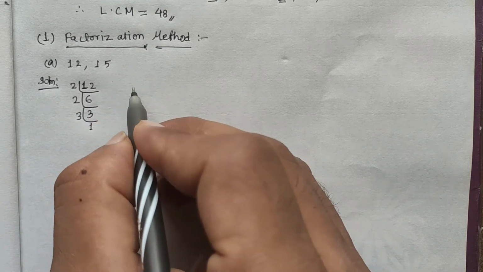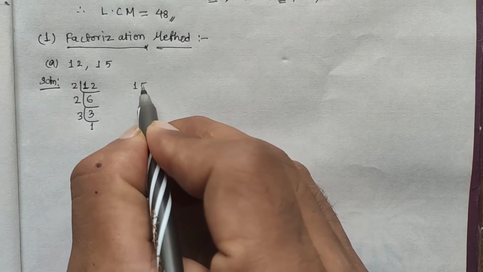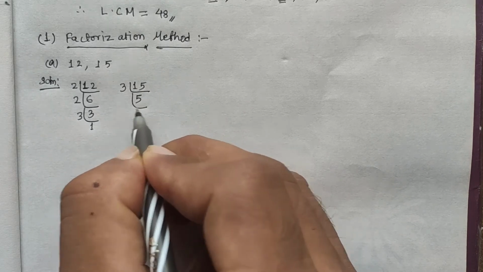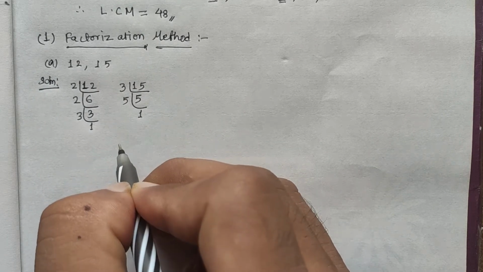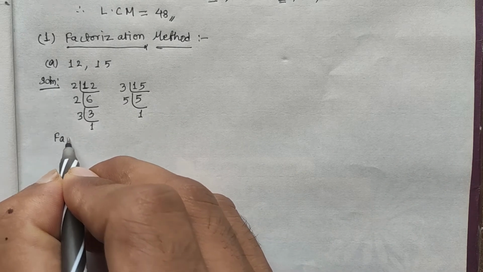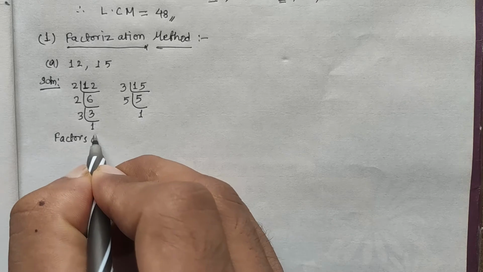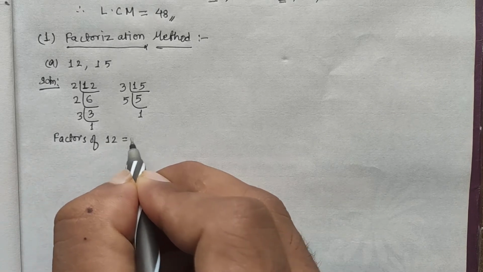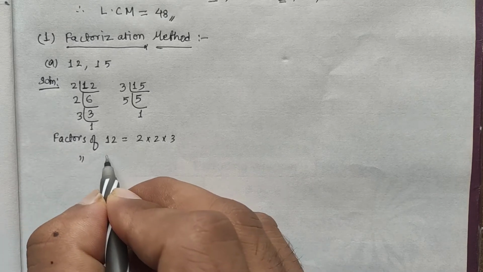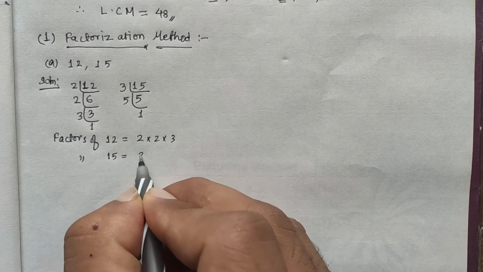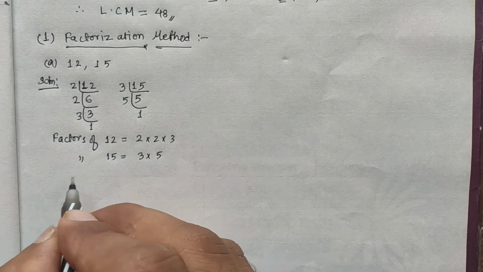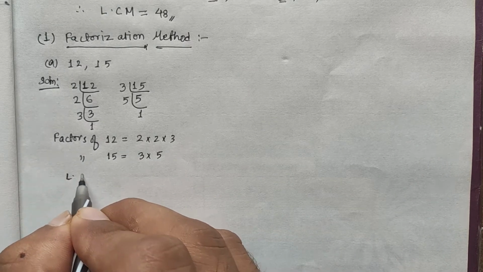Similarly do the prime factors of 15. It is divisible by 3, so 3 times 5, 5 times 1. Then the prime factors of 12 are 2 times 2 times 3, and the factors of 15 are 3 times 5. So we are going to find the LCM of 12 and 15.